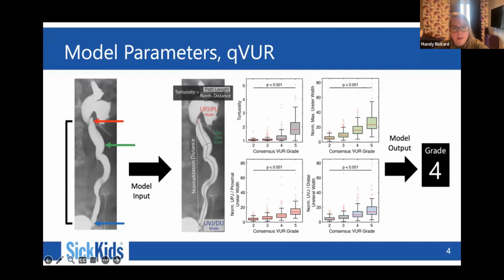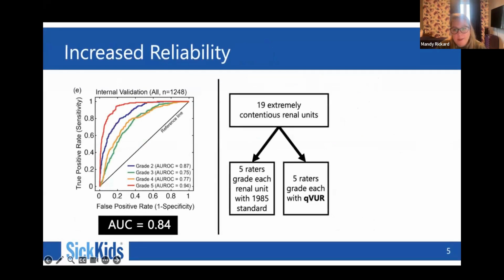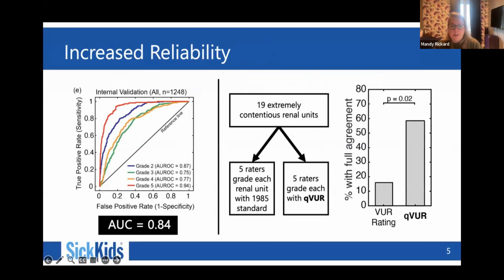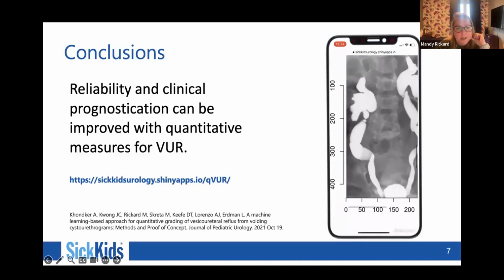So here we show you the parameters that the model will take in, and then by automatically performing these measurements, this model is telling us that this grade of reflux would be 4. And this model actually performs better than most clinical experts. The clinical experts here were pediatric urology staff, nurse practitioners, residents, other trainees, as well as pediatric radiologists. So what we found is that standardization can improve reliability. Coming next is using this technology not only to predict the grade of reflux, but also to predict outcomes associated with reflux. And this app can be accessed at this site if you want to try this yourselves.